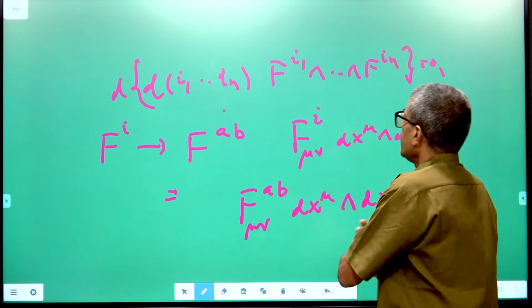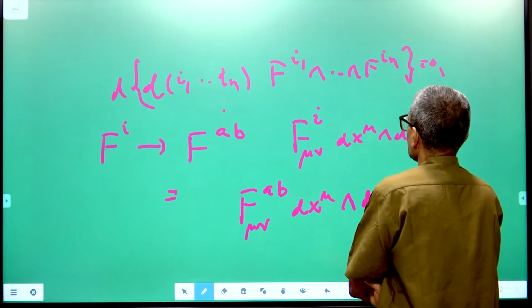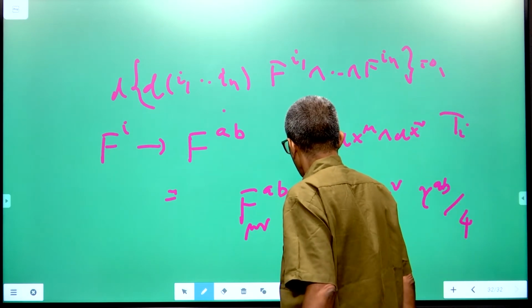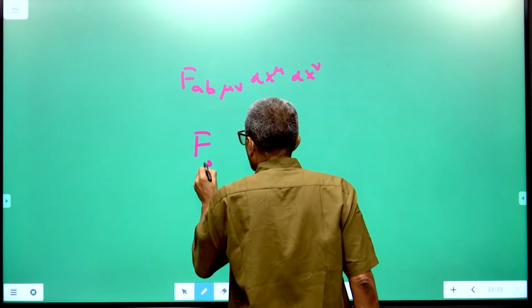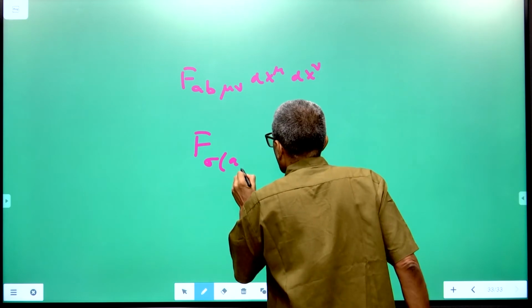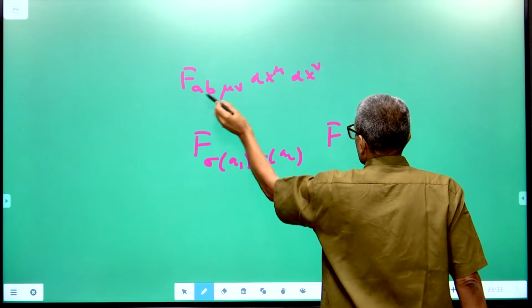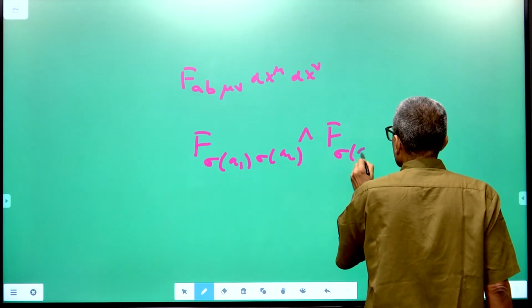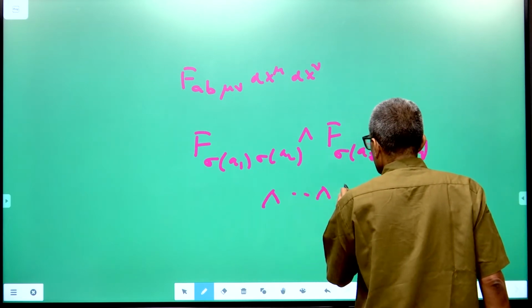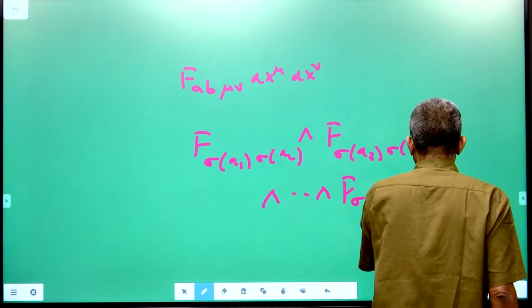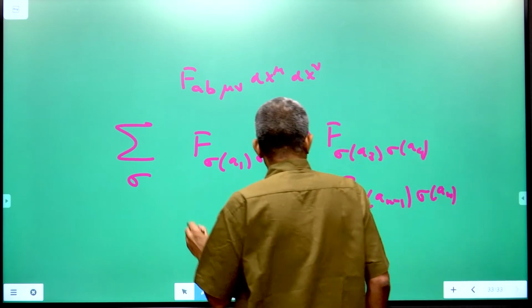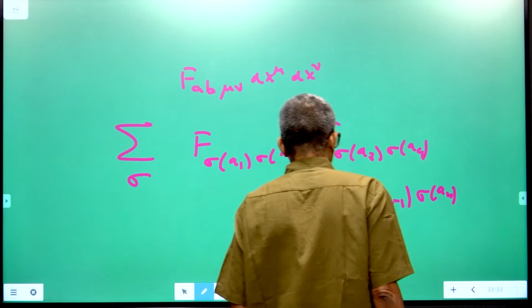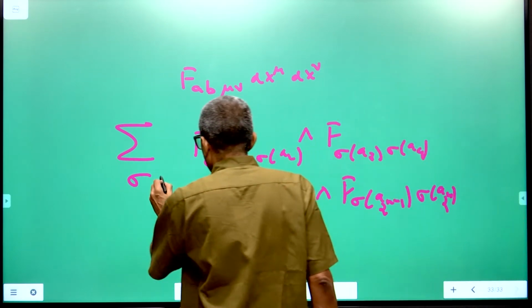So in that case, what happens to this? If you choose d_{i1...in} in a particular way, let us call it F^{ab}, a two-form, F^{ab}_{mu nu} dx^mu dx^nu. If you look at the form sigma, epsilon_{a1 a2 ...} F^{sigma(a1) sigma(a2)} wedge F^{sigma(a3) sigma(a4)} wedge ... wedge F^{sigma(a_{2n-1}) sigma(a_{2n})}, where multiplied means I am taking the wedge product, and you sum over all the sigmas, then you get the Euler class, where sigma is contained in all permutations S_2n.